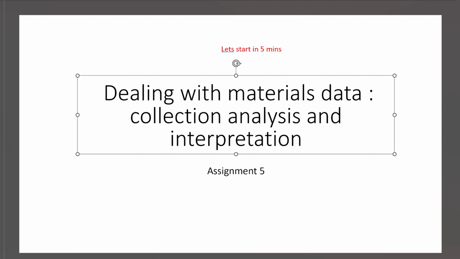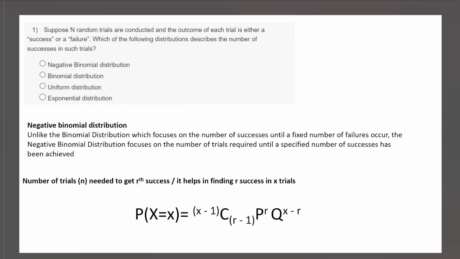Let's start with dealing with materials data collection, analysis, and interpretation. Assignment number 5. So let's discuss one reason. Suppose first question is: suppose n random trials are conducted and the outcome of each trial is either a success or a failure. Which of the following distribution describes the number of successes in such trials?